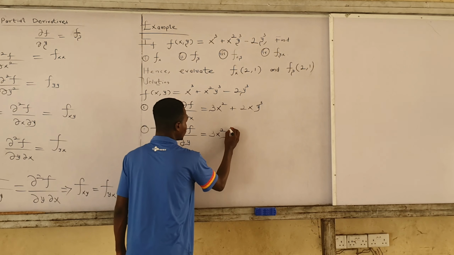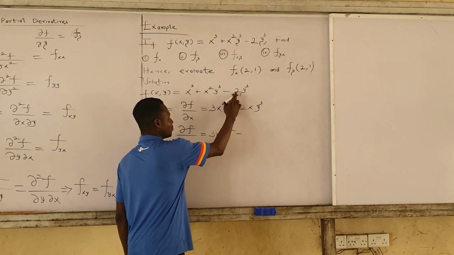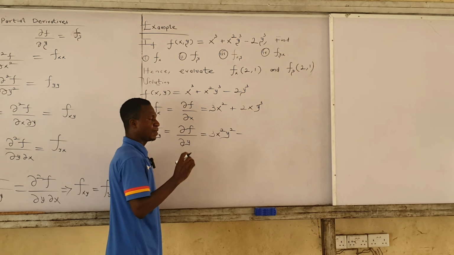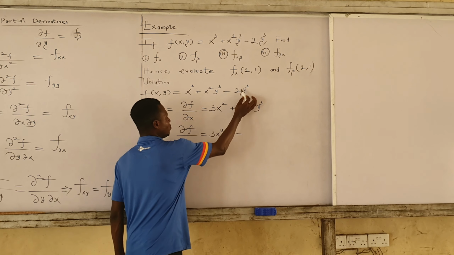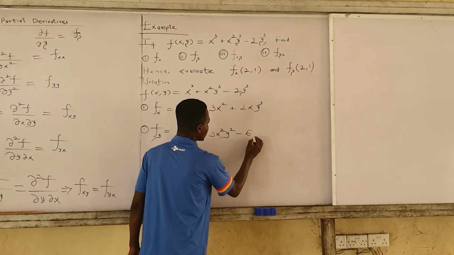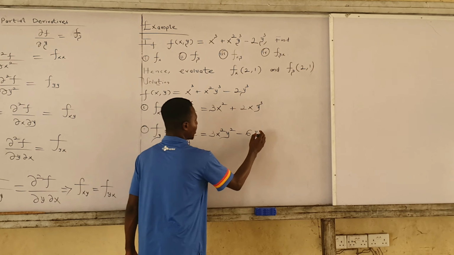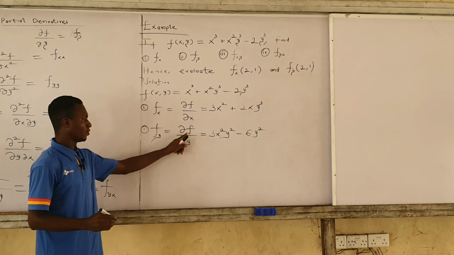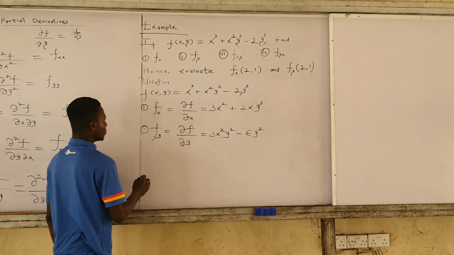3 minus 1, that is going to give us 2. Minus, in this case now, we have to differentiate 2y to the power of 3 with respect to y. So applying the power rule, your 3 here comes down to multiply the base. So 3 times 2, that is going to give us 6y raised to the power of, subtracting 1 from the power, we have that to be 2. So this is the partial derivative of the function with respect to y. Then we can do that for the other derivatives now.